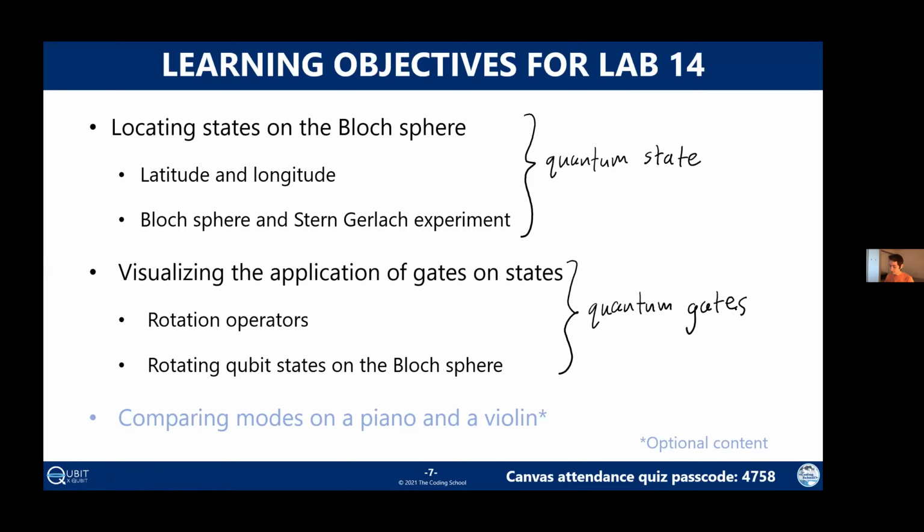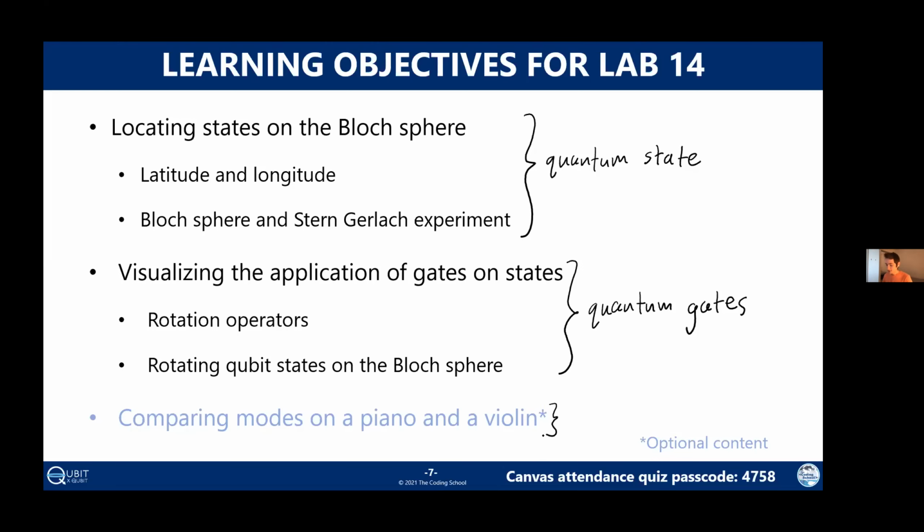The optional content for today is unrelated to the Bloch sphere, but is a little additional note on the harmonic mode stuff we talked about last week. So if you stayed for the bonus content last week, this is going to be another fairly quick, probably 3 to 5 minute bonus section on Fourier transforms, which we will get to when we get there.